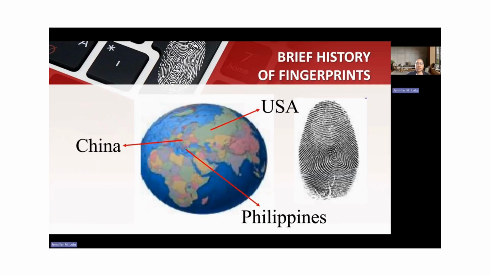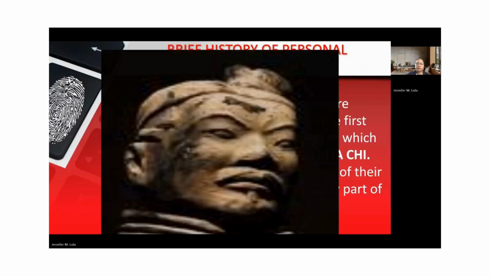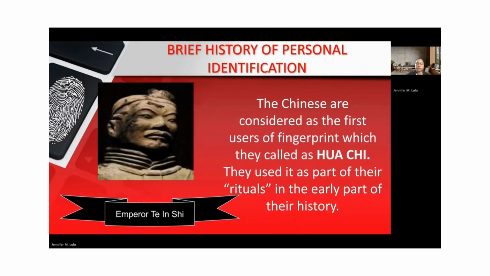So we will be discussing the brief history, the early history of fingerprints, in the USA, China, and the Philippines, and other countries, of course. In the time of Emperor Te-in-shi, the Chinese are considered the first users of fingerprints, which they called wachi. They used it as part of their ritual in their early history.